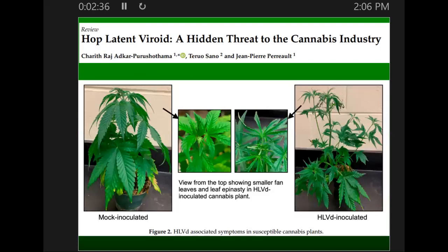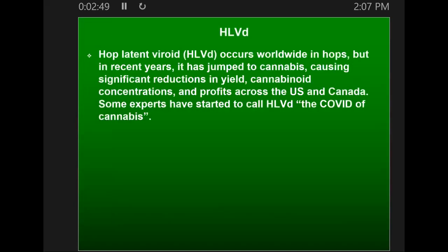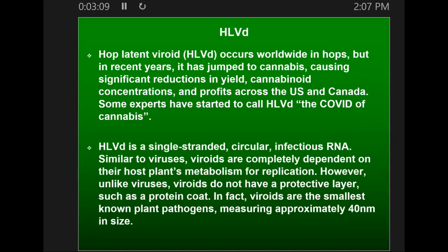So here you're seeing some differences in appearance, in coloration, chlorophyll content of the plant, and what they're finding is that it's everywhere. This viroid is everywhere, and it's jumping from hops to cannabis. And some people are referring to it as the COVID of cannabis. It's that serious and widespread. So really, really bizarre. It's just a single stranded piece of RNA.